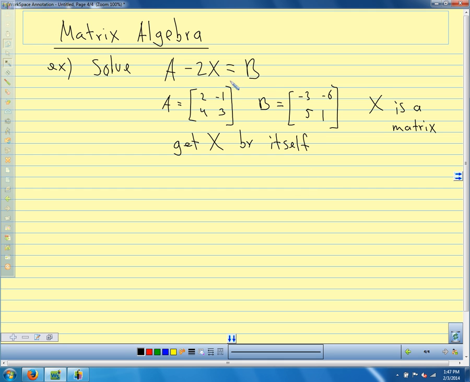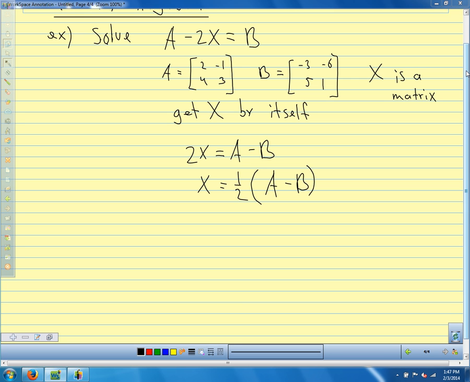So I'm going to do that. That's our goal here. So I'm going to add 2X to both sides of the equation and subtract B. So I get 2X equals A minus B. And X is going to be 1/2 (A minus B). Well, we know how to do this now. Now we can plug in our matrices. So this is kind of an example of what I was talking about. We treat each matrix as just a single entity until we get down to where we have to treat it as individual elements.